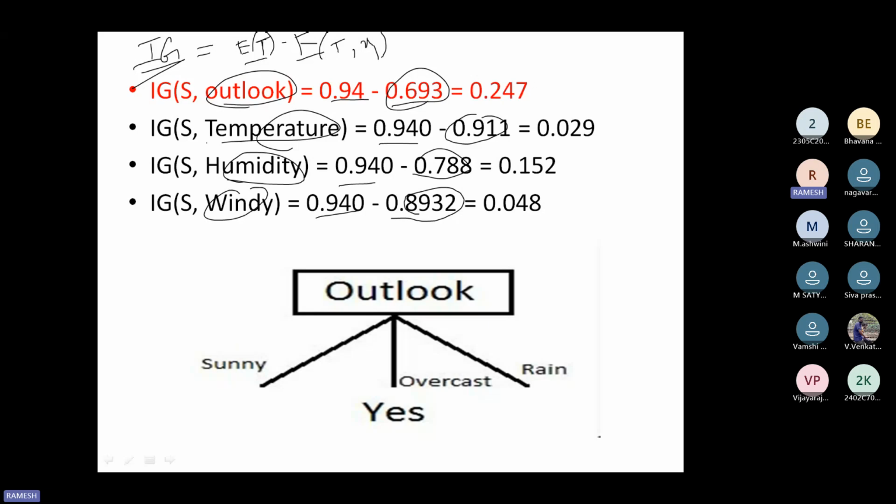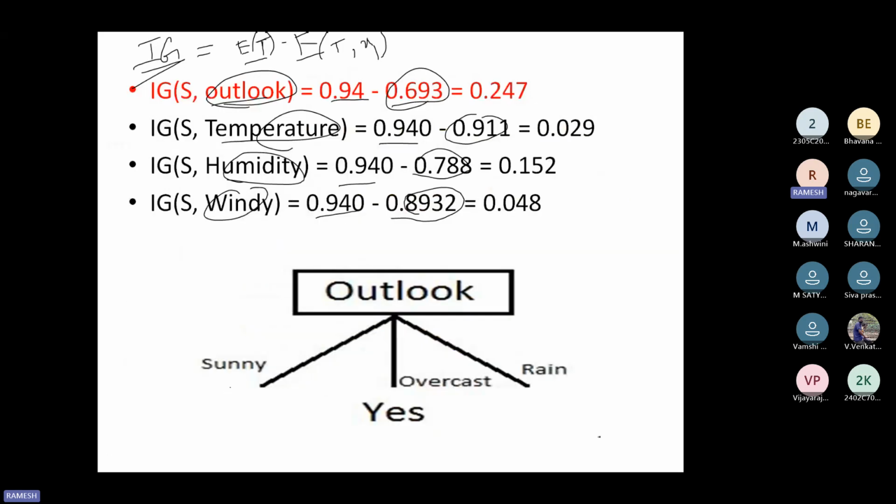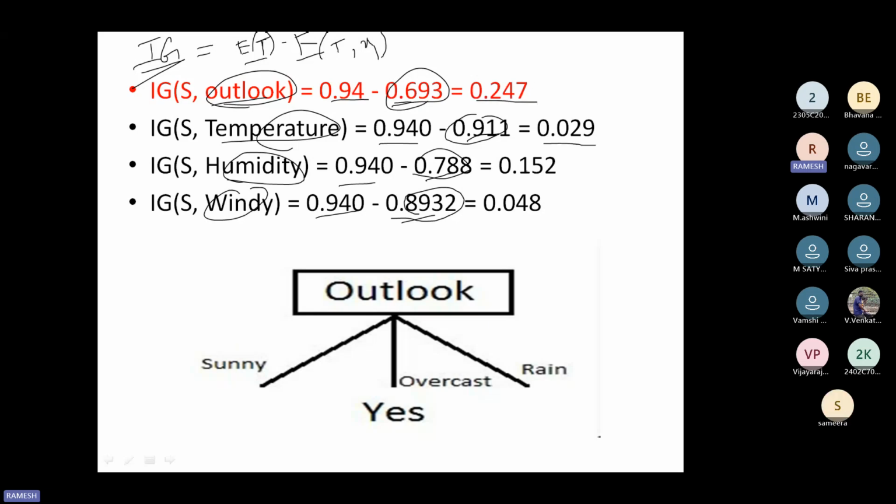Now, the entropy of outlook we have calculated. We got 0.693. And then the entropy of temperature, entropy of humidity, entropy of windy. So totally the information gain we got as 0.247, 0.029, 0.0152, 0.048. Now, which column is maintaining the highest purity level?